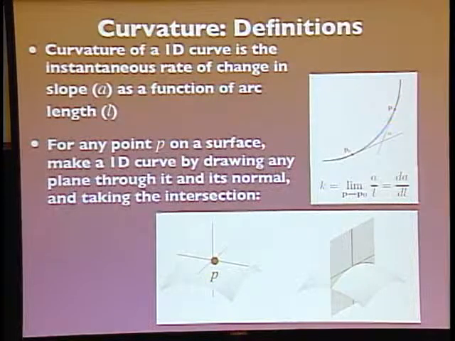That's what curvature is. If the curvature is very high, the slope is changing very, very quickly. If the curvature is low, it's not changing very fast. And if the curvature is zero, it's not changing at all.